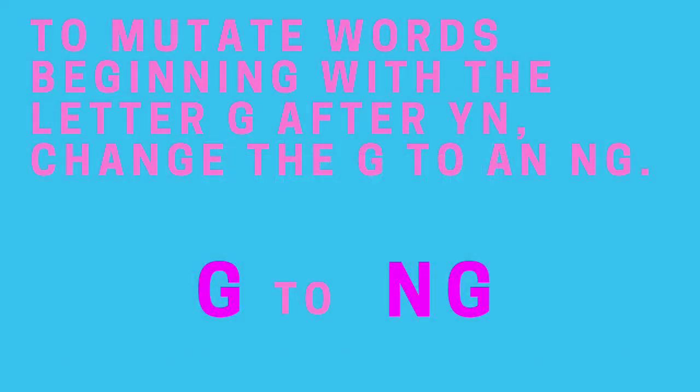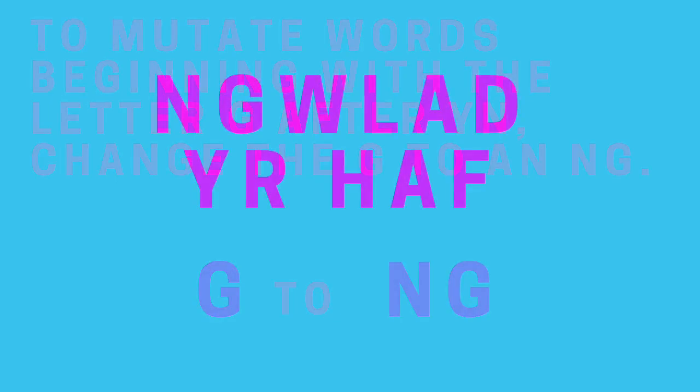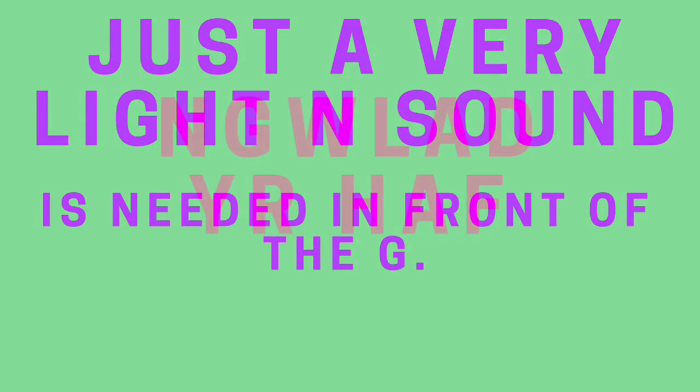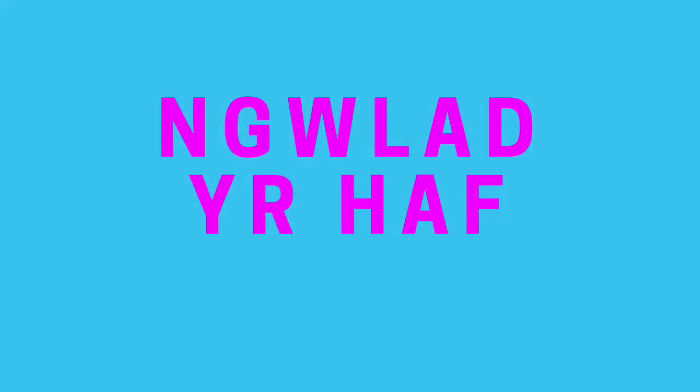To mutate Gwlad yr Haf after un, we just add an N in front of it. Just a very light N sound at the beginning of the word. I'll slow it down for you.